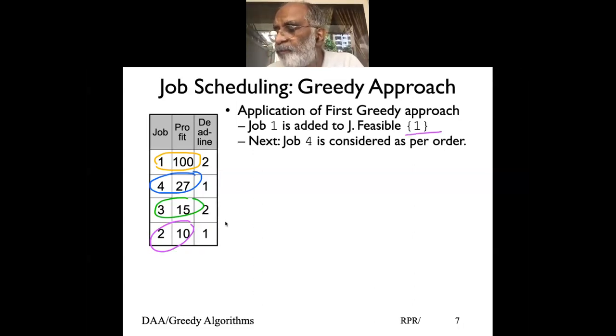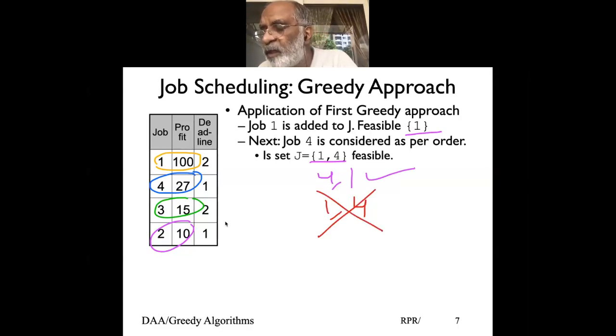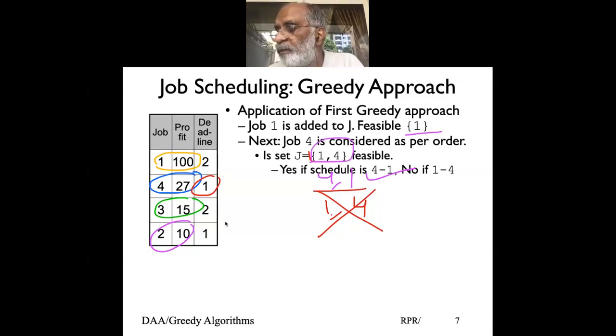Next, job four. Is one and four a feasible solution? Yes. If I schedule job four first and then one, then it is feasible. But if I schedule job one first and then four, then it is not feasible, because job four has to be done within the first unit of time. So if I schedule job one first, it will take 1 unit and no time left for job four. So the feasible ordering is 4,1, but not 1,4. But yes, 1,4 is a feasible solution in a set.